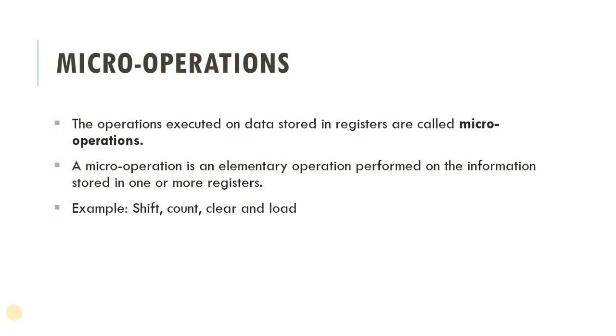Suppose we want to add the data of two registers. For that we are using some arithmetic micro operations. Suppose we want to shift the bits in the registers, at that time we are using shift operators. So all those types of operations that we perform on the data are called micro operations. A micro operation is an elementary operation performed on the information stored in one or more registers. For example, shift, count, clear and load. These are some examples of micro operations.